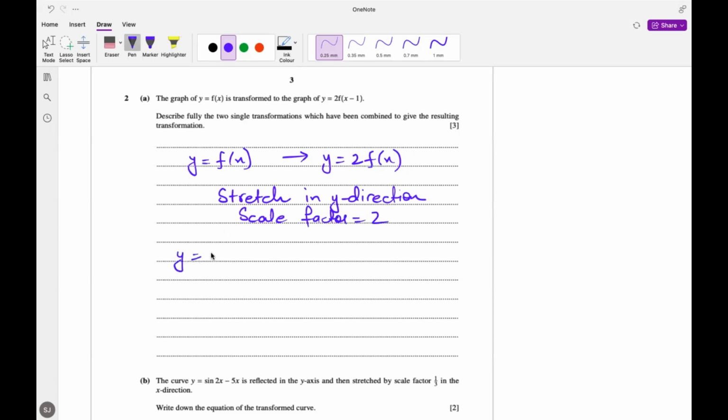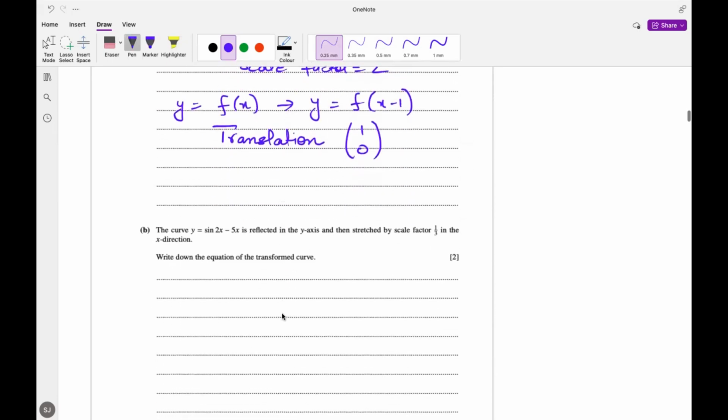And if we have a function, let's say y equals f of x, and it becomes y equals f of (x minus 1), it means that there has been a translation in the x direction of unit 1, or a vector (1, 0). So this will represent a translation, and the translation vector will be (1, 0). So these two transformations have been applied to make y equals f of x into y equals 2 into f of (x minus 1). Now, it doesn't matter in which order we put them. We can put translation first and then stretch, or stretch and then translation. It will still result in y equals f of x being transformed into 2 into f of (x minus 1).